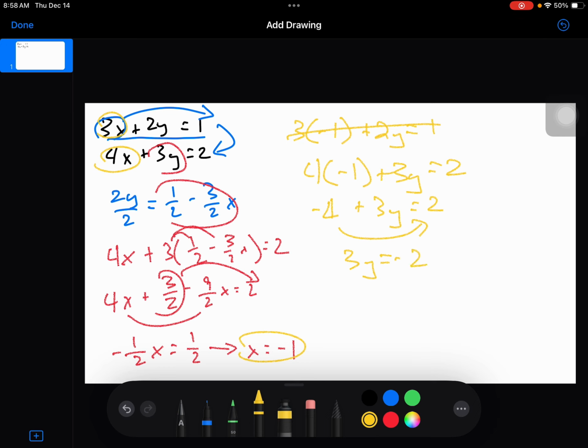And then, negative 2 plus 4. 2 plus 4. And then 3y is equal to 6. y finally is equal to 2. So those are our two answers there: y equals 2 and x equals negative 1.